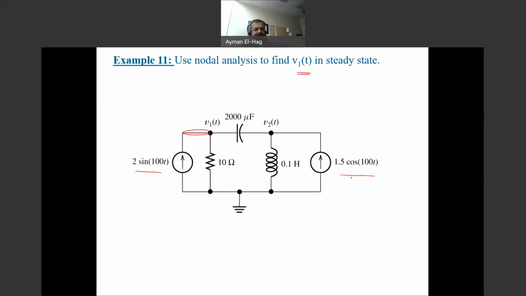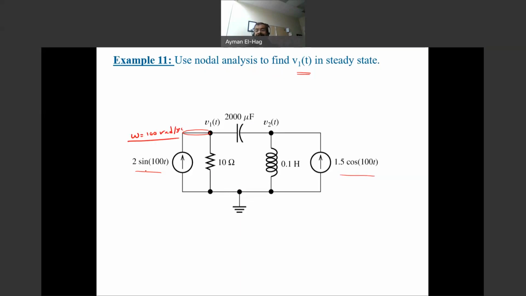The first thing we need to pay attention to is that although we have two sources, we have only one frequency. And we mentioned that before. For AC analysis to be valuable, to be able to apply the phasor principles here, we have to have only one frequency. If we have different frequencies, we cannot do this. So here omega is equal to 100 radian per second.